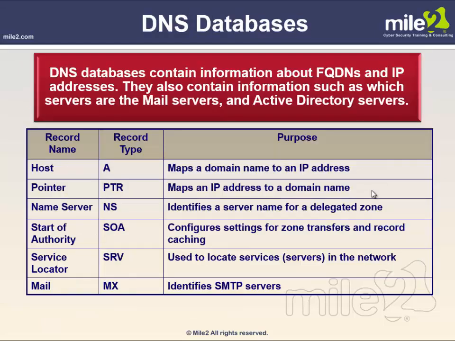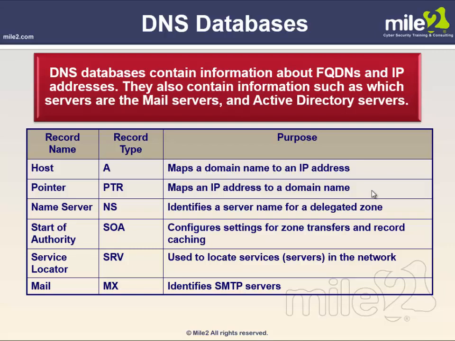So now we get into the DNS databases. Now they contain information about your fully qualified domain names and IP addresses. They also contain information such as which servers are the mail servers and Active Directory servers. There are a few others which I'll mention, but we basically have our record name. Record name of host, which is the record type of an A record.